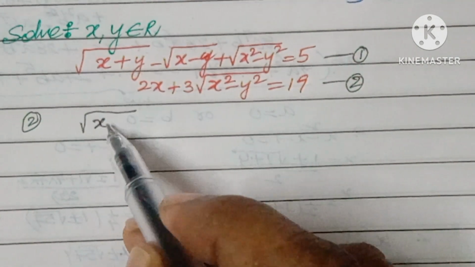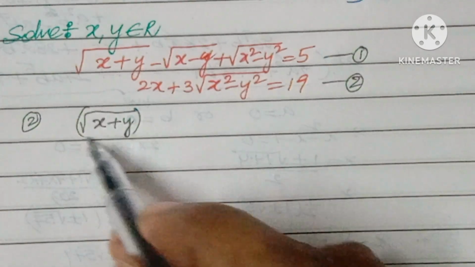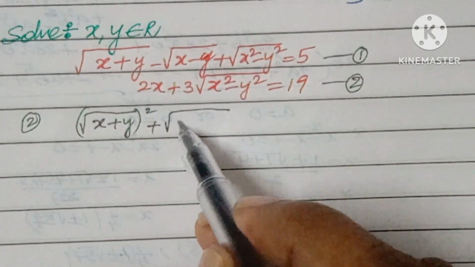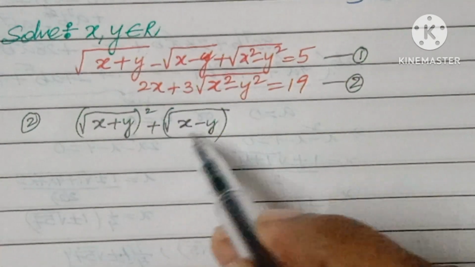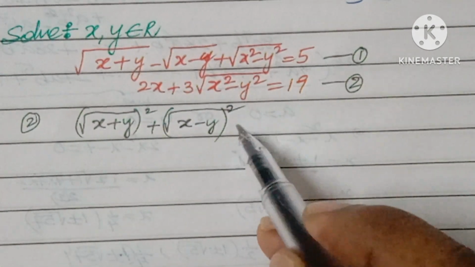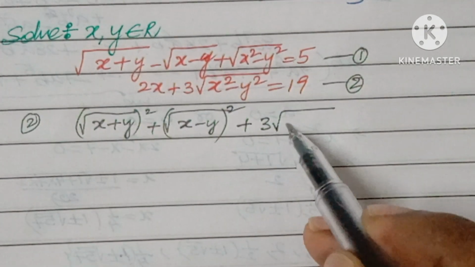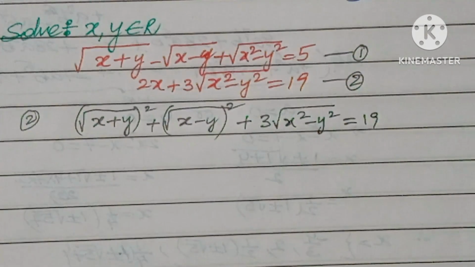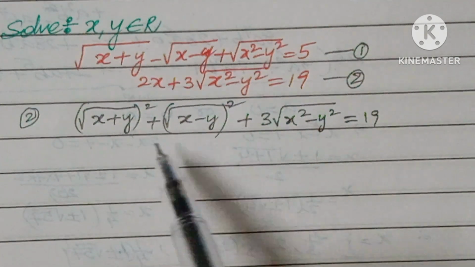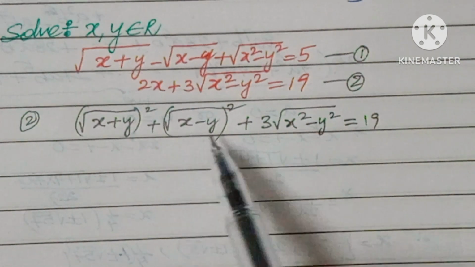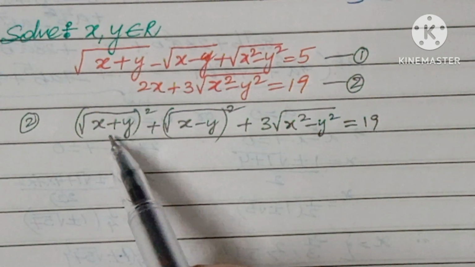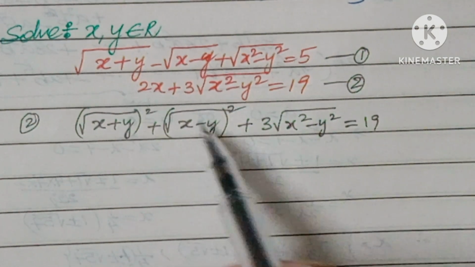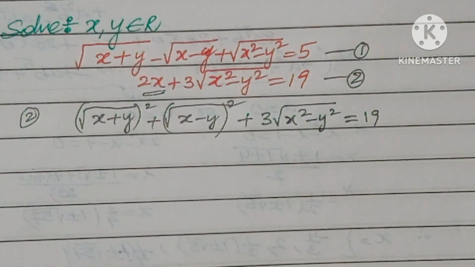Root of x plus y whole square plus root of x minus y whole square plus 3 root of x square minus y square is equal to 19. This is the logical step. Here you will get x plus y plus x minus y, the y gets cancelled, again you will get 2x.